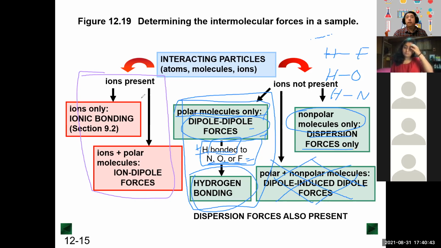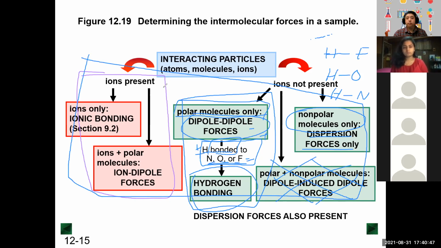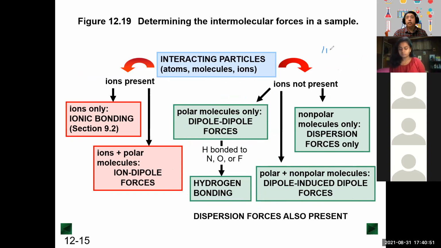So I'm going to tell you one thing. Everything here has dispersion forces. Okay? So if I'm looking at something like HF, this has hydrogen bonding. This does not have ionic bonding or ion-dipole, but it has hydrogen bonding, which means that it is also a dipole-dipole. So it is both these categories right here. But at the same time, dispersion forces exist everywhere. So it also has this.